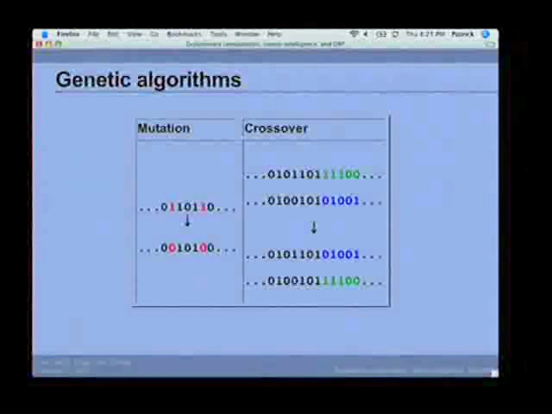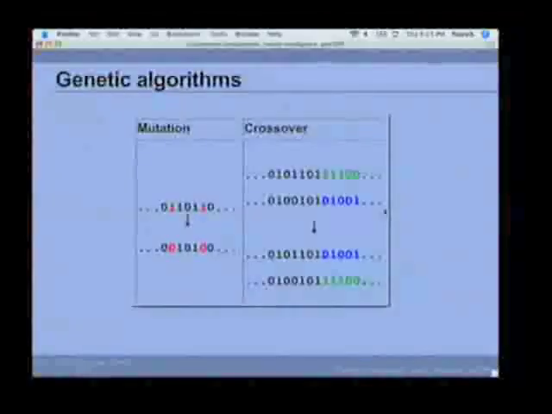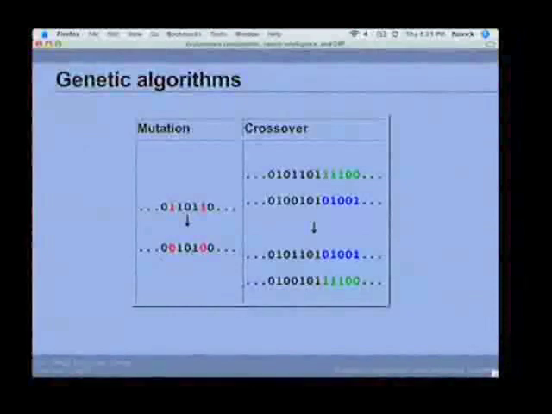Mutation, because it's a fairly infrequent event, just induces a little bit of diversity in the population. And so this is all basically stochastic and random. But that's how it works.